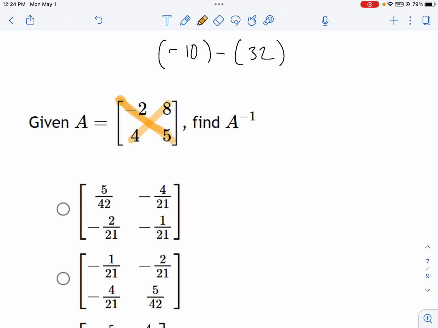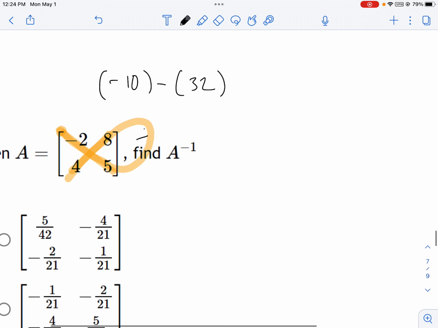I call this doing the fishy, right? It's a sad fishy, so then you subtract the other way. Okay, that's finding your determinant. So we do negative 10 minus 32, which is negative 42.